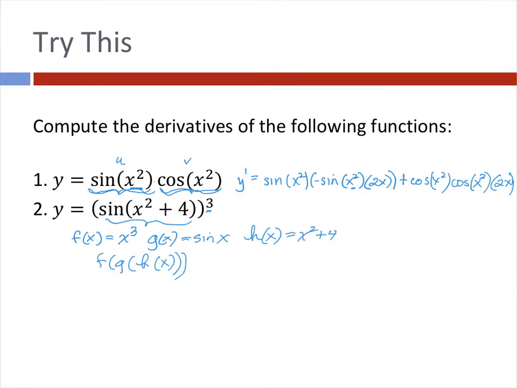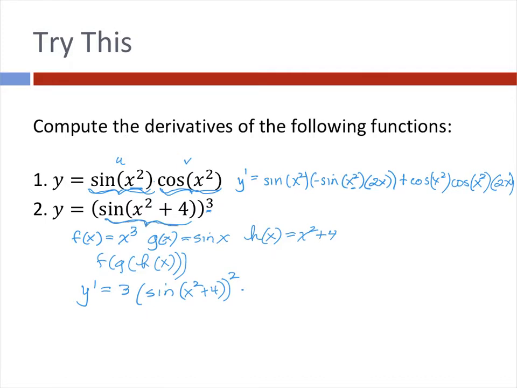All right, so if we want to take the derivative of that, we start with the most outside function, and we leave the inside alone. Remember, we say 3 times sine of x squared plus 4. We leave that alone, and then we drop the exponent by 1, and then we multiply times the derivative of what's on the inside.